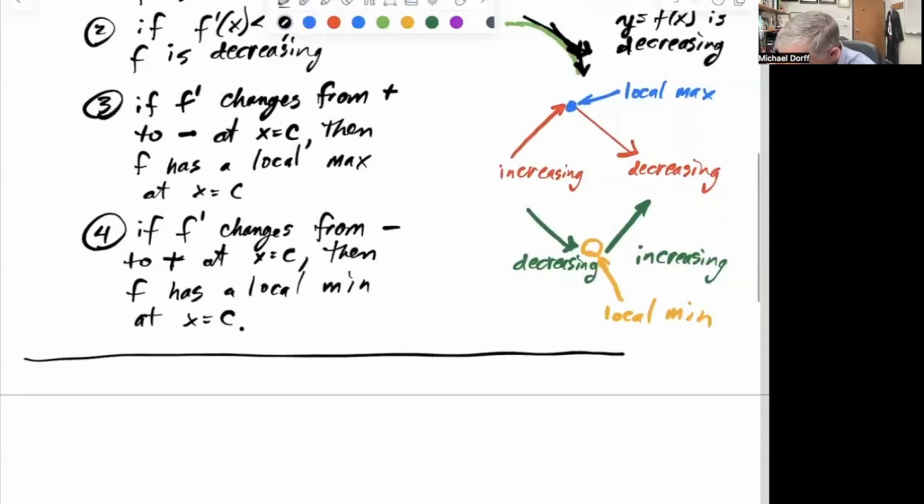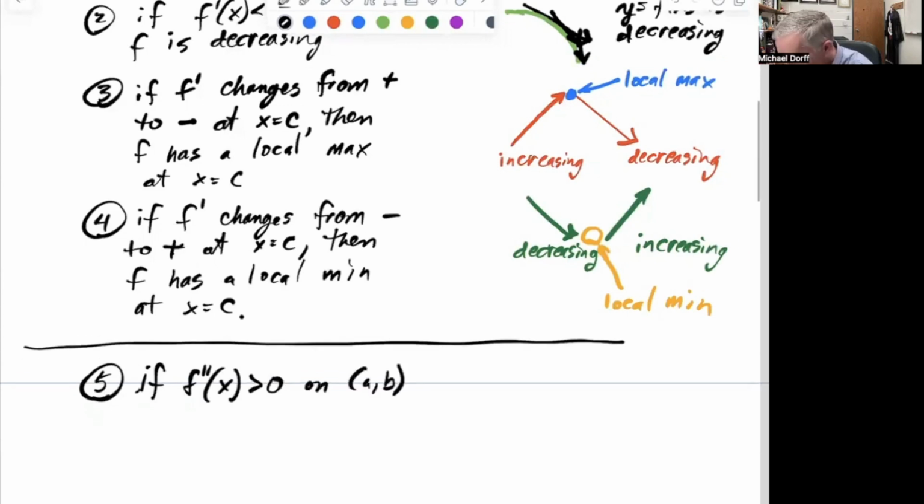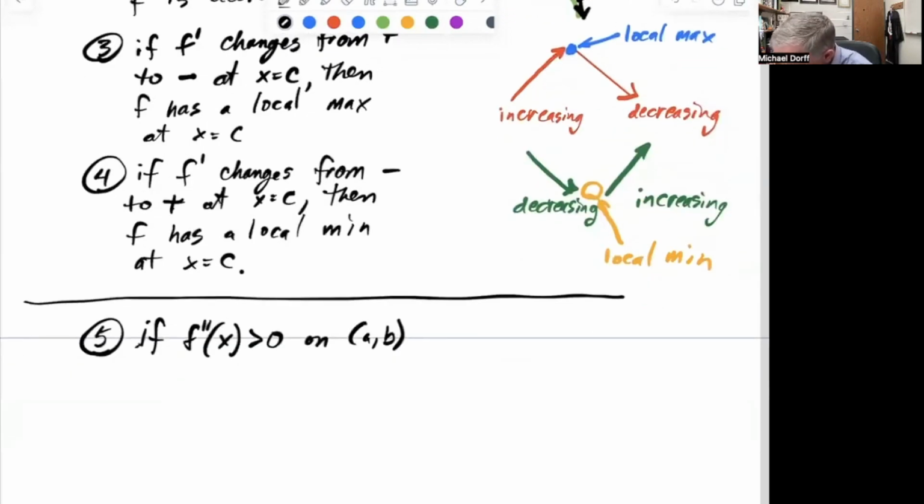All right, so what else can we say? If the second derivative is greater than 0 on some interval, what can we tell? Well, what does that mean? Here's my curve. Let me just draw some tangent lines here. So here's a tangent line. If its first derivative is positive, then it's going to look like this. What does it mean if the second derivative is positive? Well, the first derivative means the slope of the tangent line. The second derivative is the derivative of the first derivative.